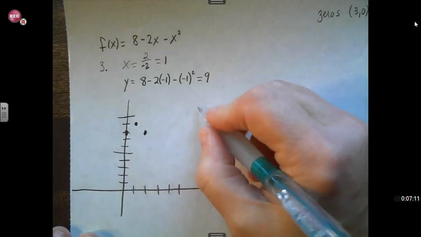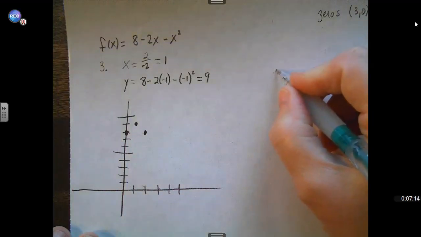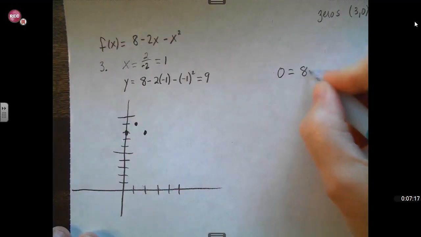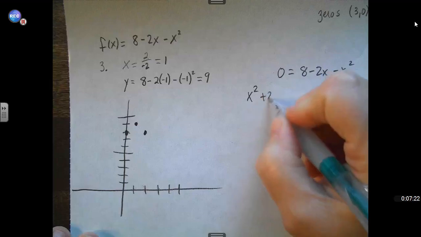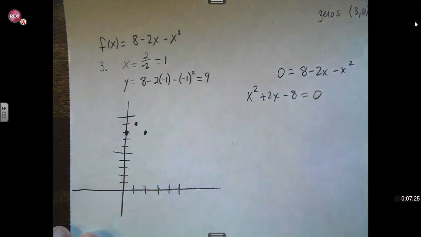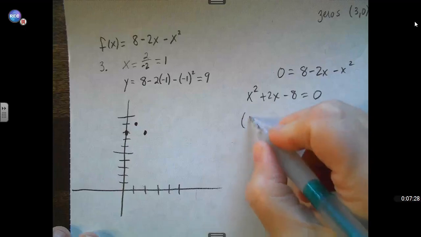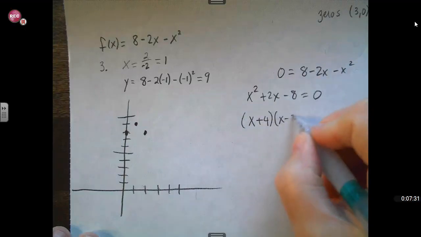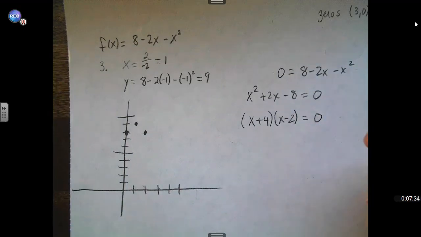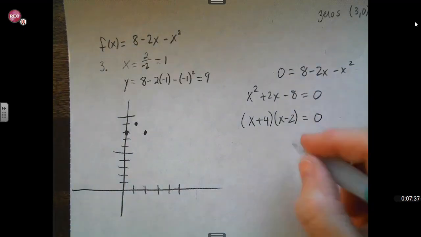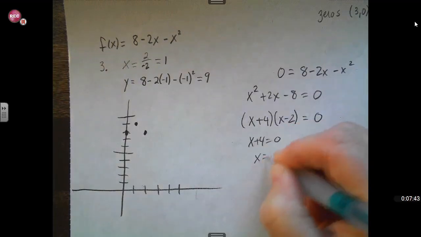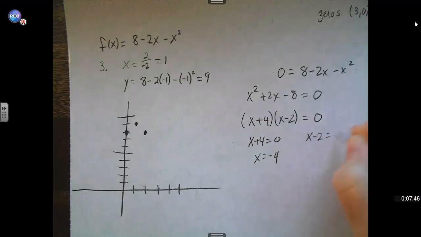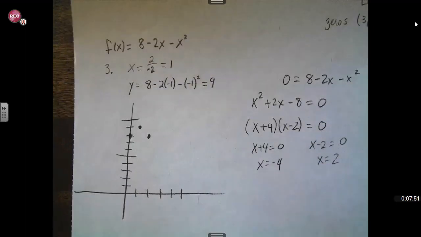Obviously the zeros on this are not going to work out well. It doesn't look like 0 equals 8 minus 2x minus x squared. So I'm going to make that x squared plus 2x minus 8 equals 0. And does that factor to (x plus 4)(x minus 2)? I think it does. So that gives me x plus 4 equals 0, x equals -4, x minus 2 equals 0, x equals 2. We have a problem. What am I doing wrong?